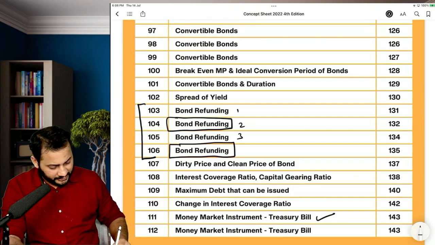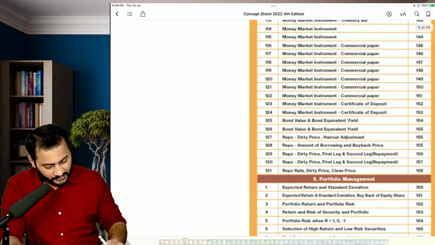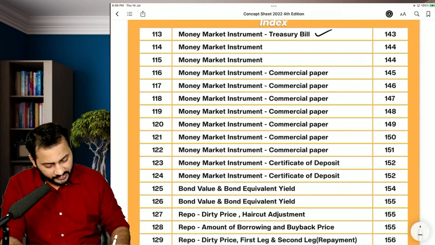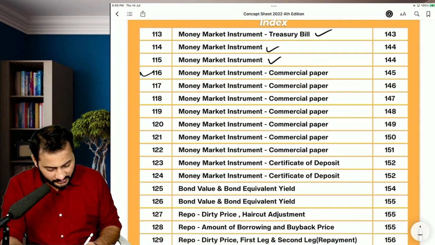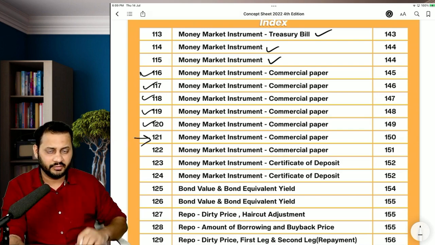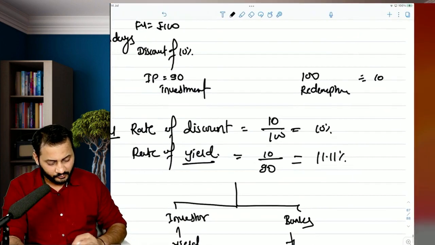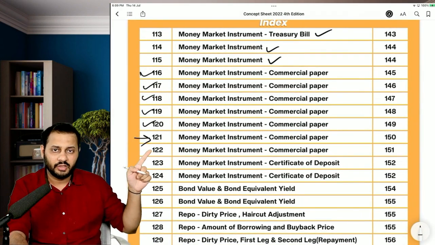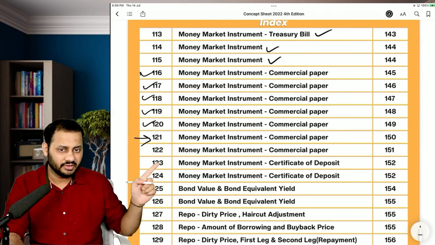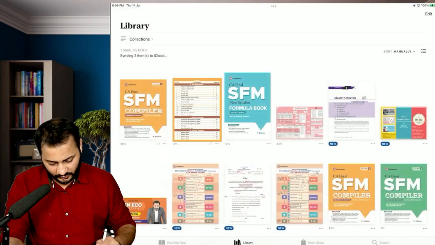We are done with the treasury bill, right? Then we started some questions. Treasury bill, money market instrument, and now we are done with commercial paper also. And now we are on question 121, I think, right? 121, 122 will again be on commercial paper, and then certificate of deposit will start. So let's have a look.